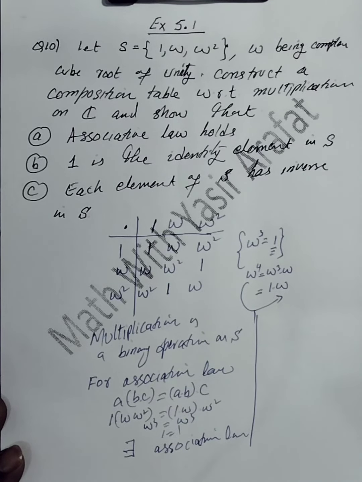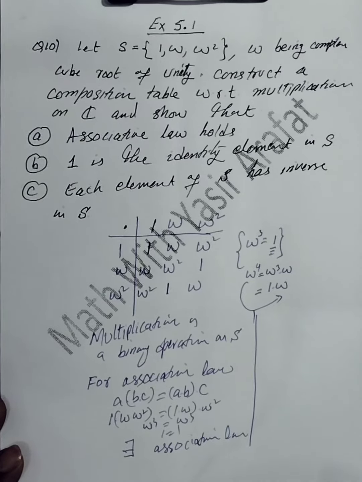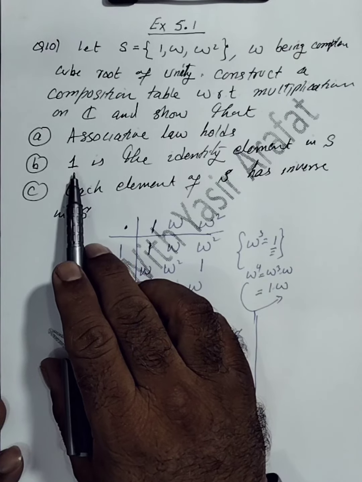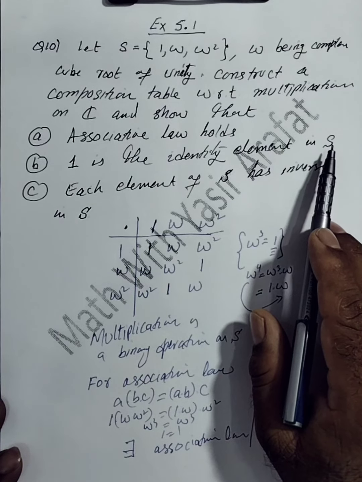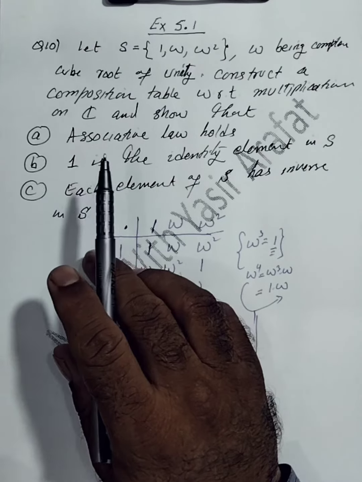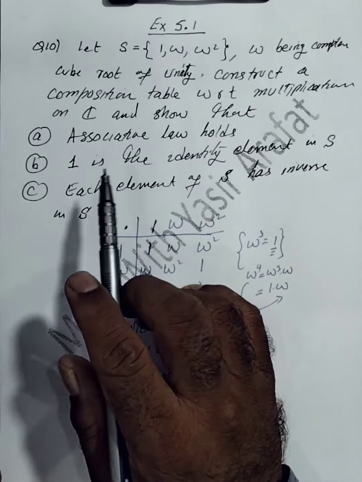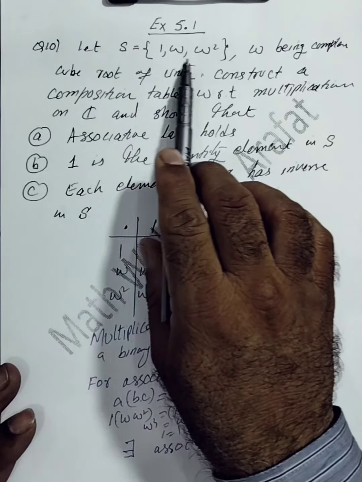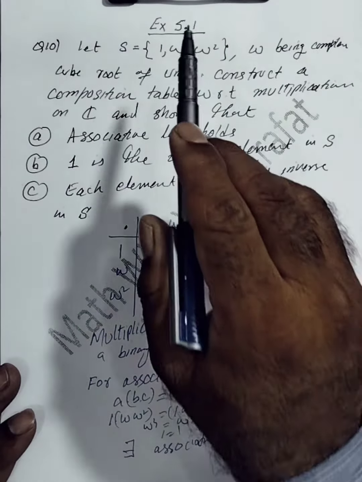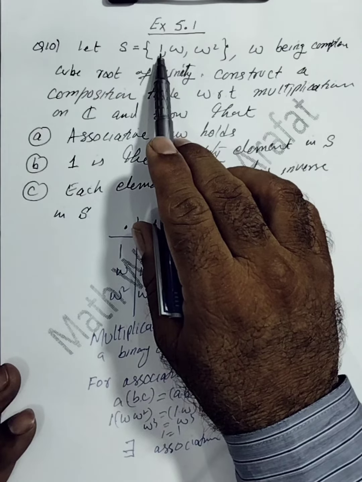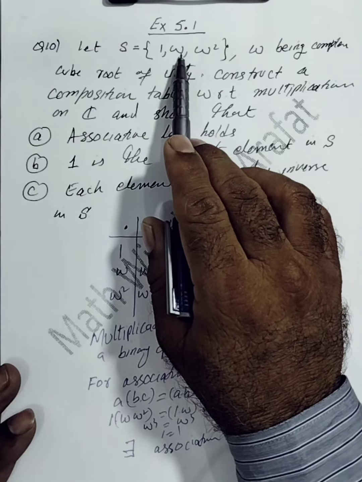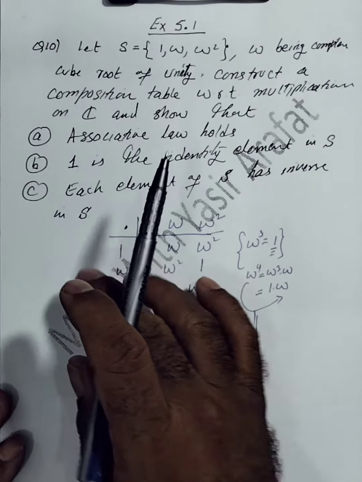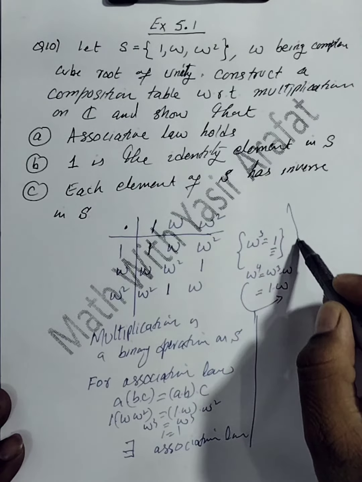Now the next point is that 1 is the identity element. Under multiplication 1 is the identity element, and under addition 0 is the identity element. Identity element means that under the given operation, that number does not impact the given numbers in the set. For example, 1 multiplied by 1 gives 1. 1 multiplied by omega, there is no change. 1 multiplied by omega square, there is no change. That means under multiplication 1 is the identity element here.